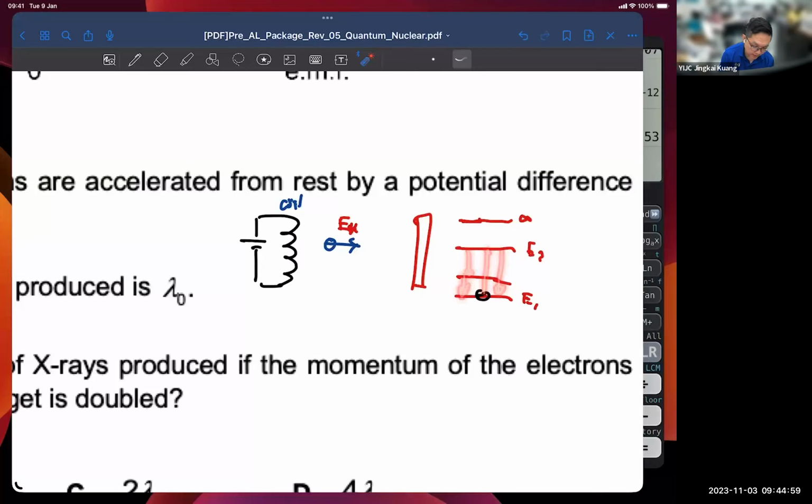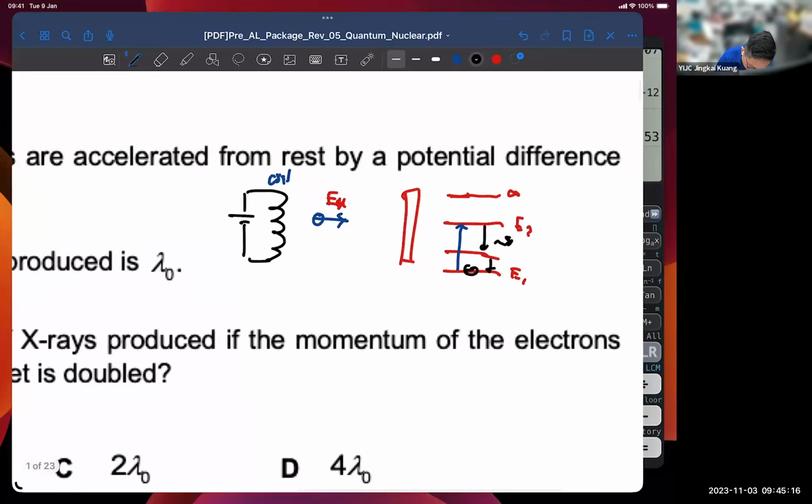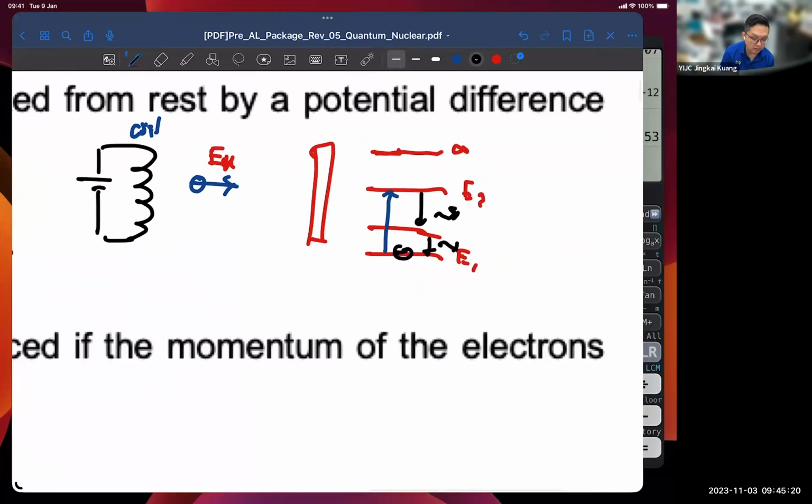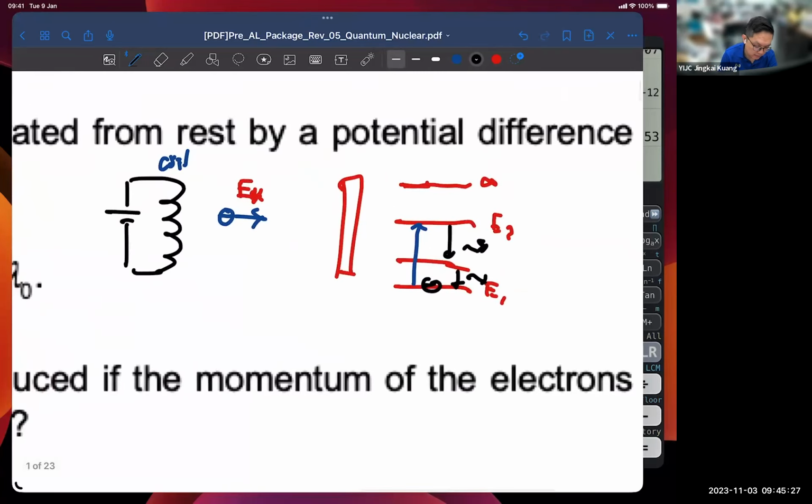So for each drop, let's say it makes a drop. Okay, let's do it outward. So let's say it goes up to here. Then when it drops, you come down here, you release a photon coming up. Make one more drop, another photon will come out. So this is how you can get your X-ray photons to emerge from your target matter here.